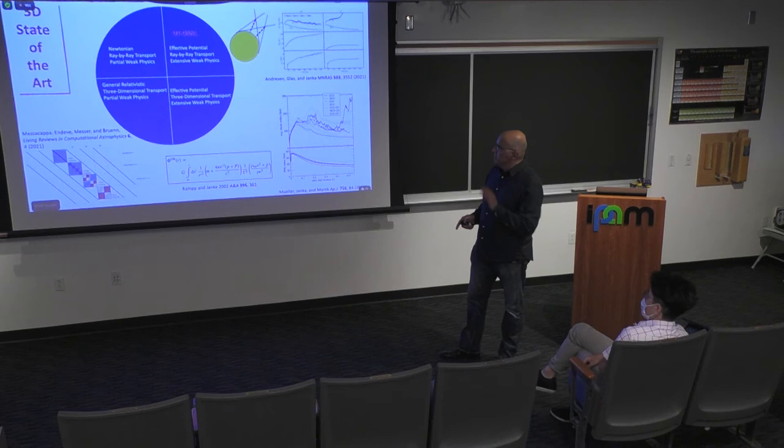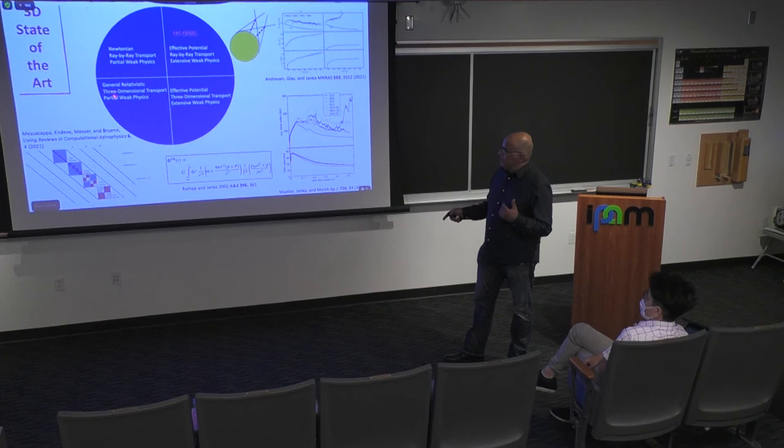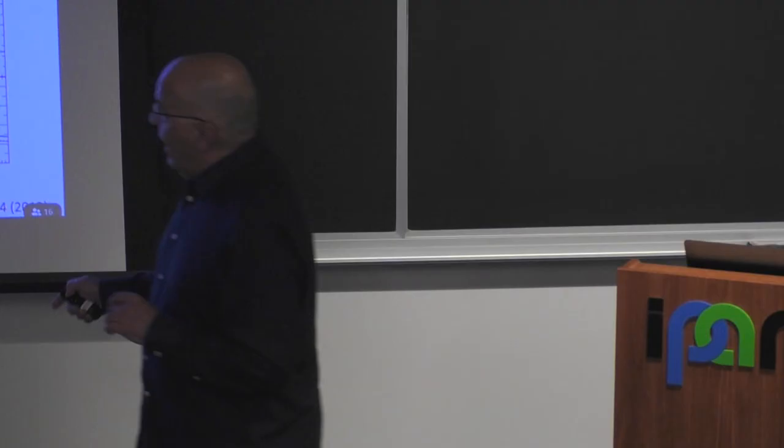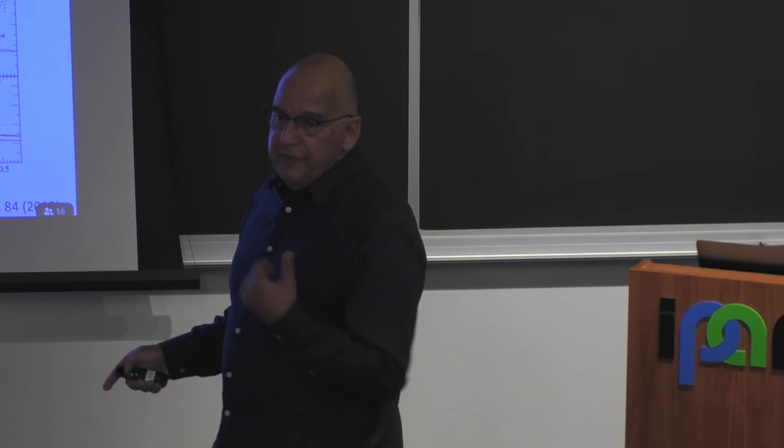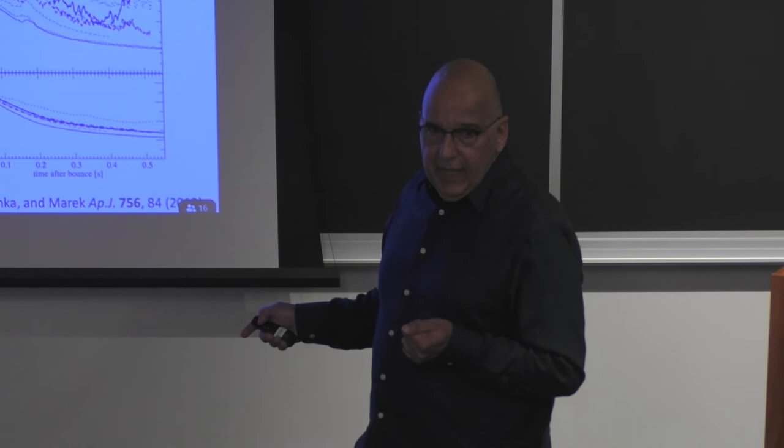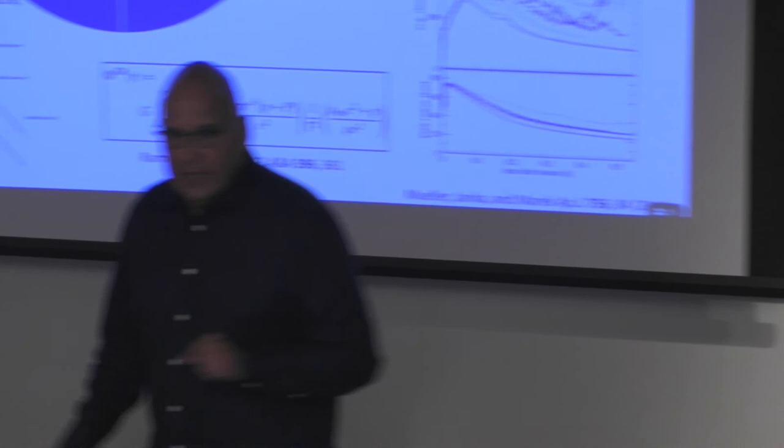So now let's talk about the weak interaction physics. So we have partial, extensive, partial. So this is what I was referring to earlier. I love these models. These are my favorite models. Not mine, but these, okay? But these are not realistic enough yet. And they don't have enough weak interaction physics in them yet. They will. I know K. They will, but they're not there yet.